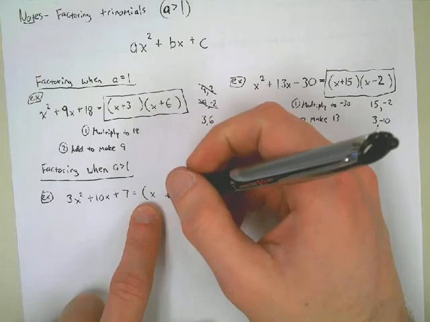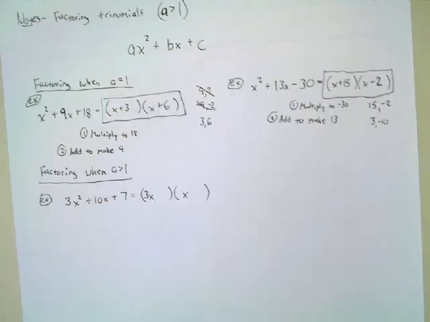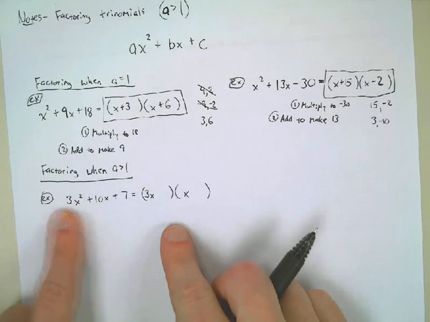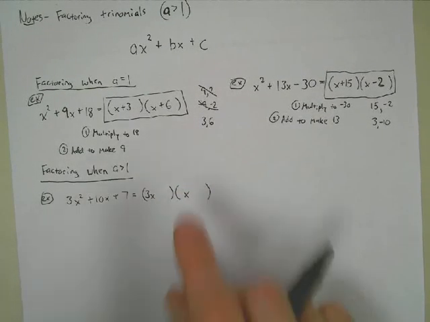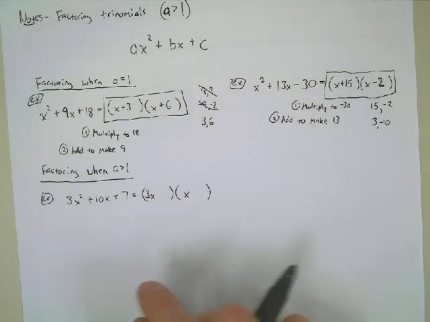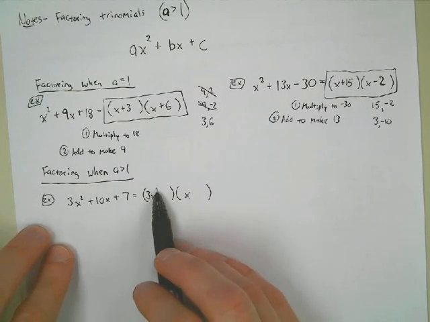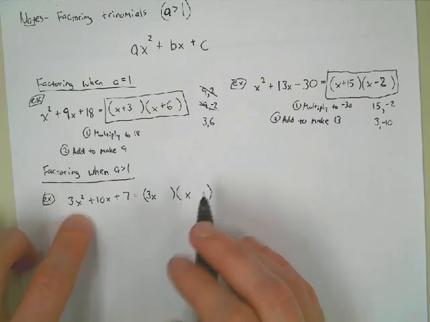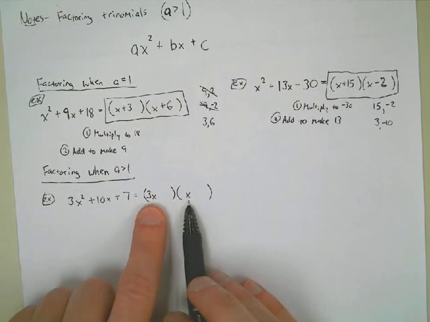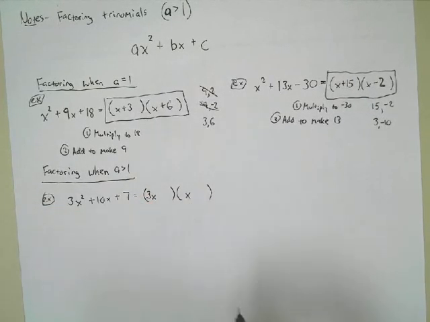Why don't you do x cubed? Well, because x to the third times x will give us x to the fourth. We need x squared, so that's why we need to just have an x times an x. But one of them needs to have a 3 in front to make it 3x squared. For the problems when a equals 1, it's always x and x. Now, because it's 3x squared, we need one of these to have a 3 in front, and the other one to have just the 1.